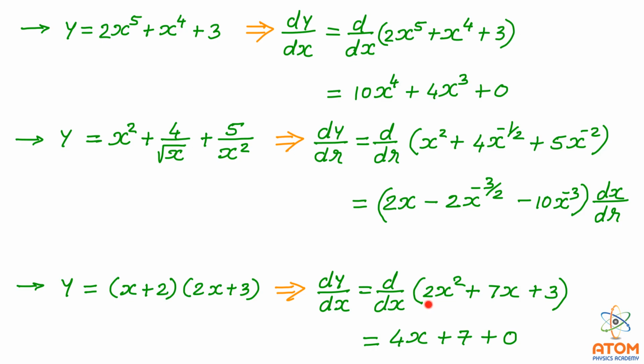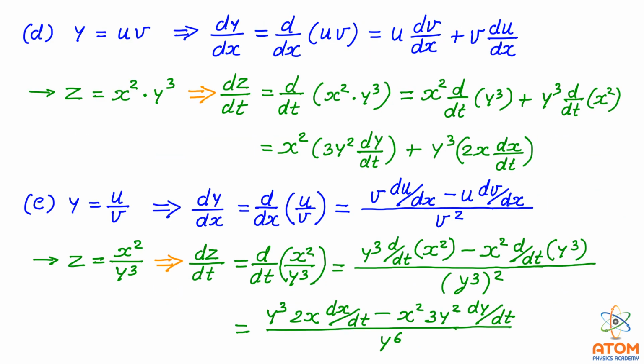Now you can differentiate each term one by one. Here we have to differentiate this bracket with x. So first, differentiation of 2x square will be just 4x, differentiation of 7x will be 7, and differentiation of 3 will become 0. So it is 4x plus 7. Now let us see a few more equations of differentiation.